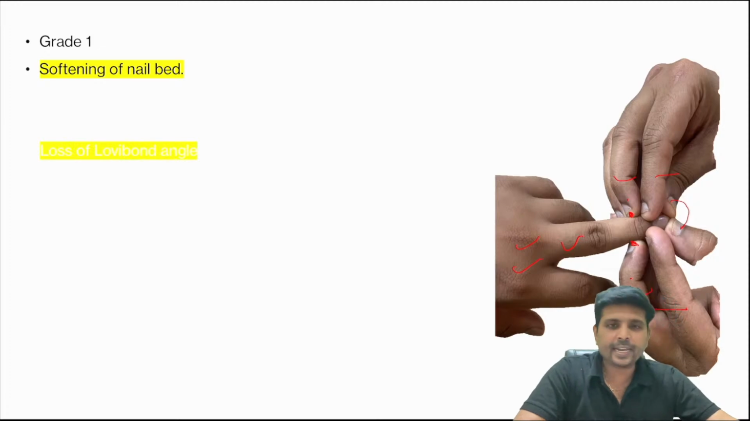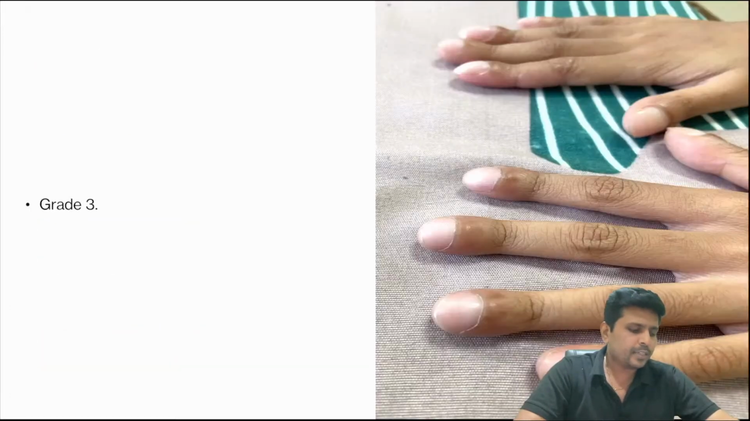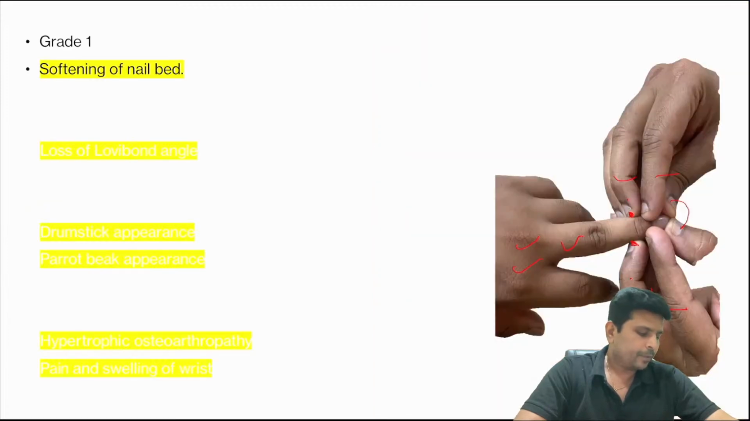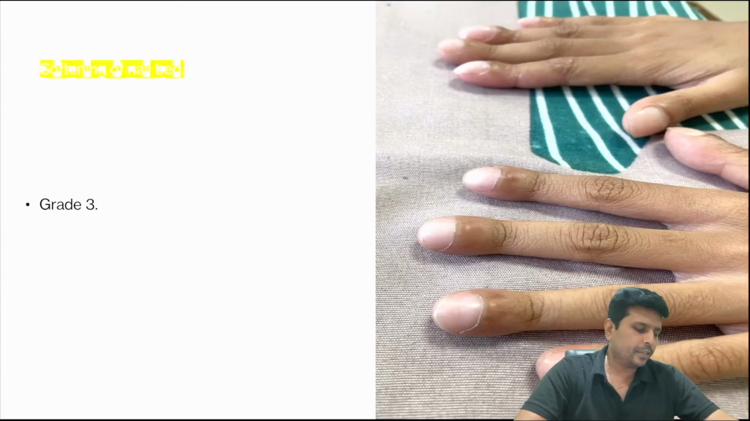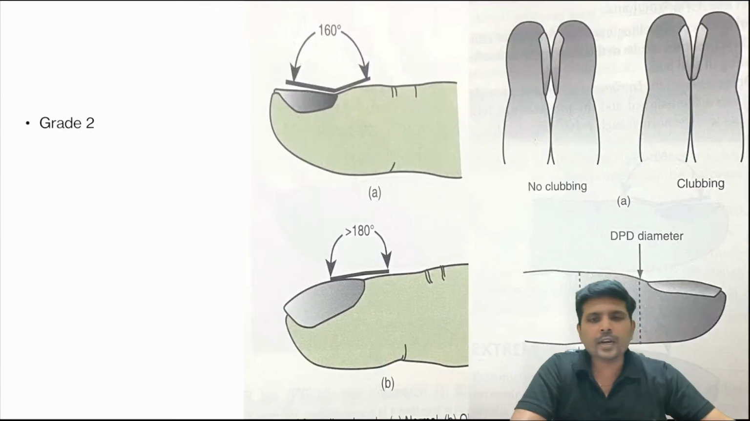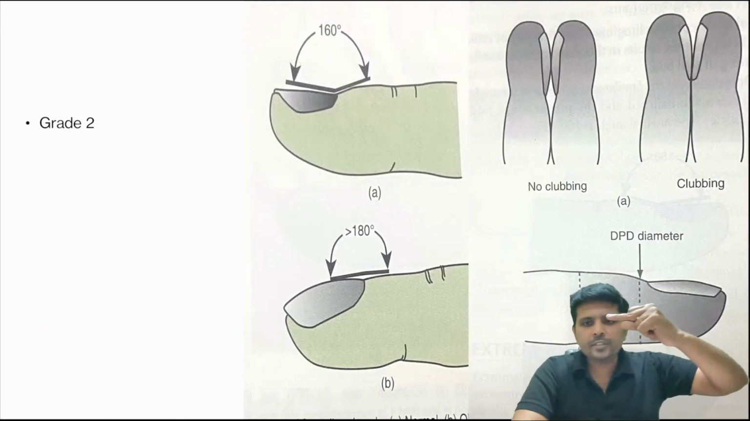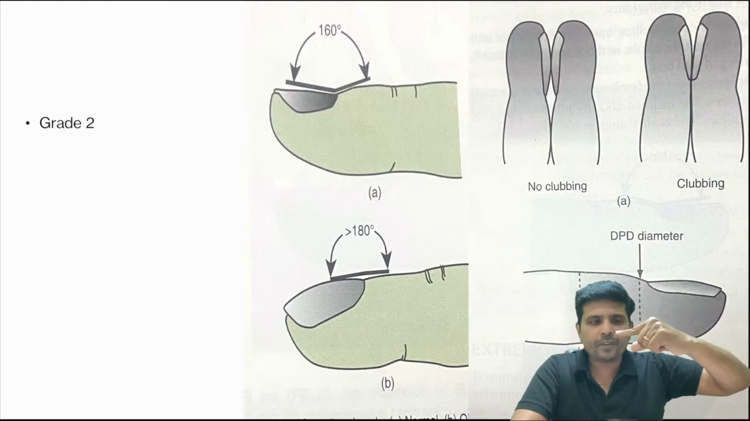So what is the second grade? Okay, so this is grade 1 clubbing. What is grade 2 clubbing? Let me show. One second. So look at grade 2 clubbing. This is my finger.